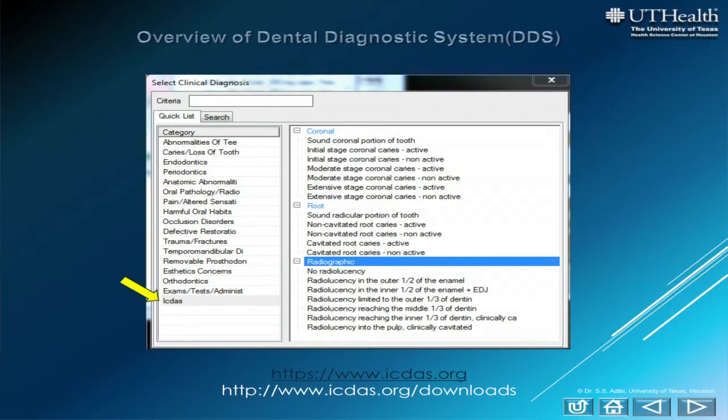Another recent addition to the dental diagnostic system is under the category of International Caries Detection and Assessment System, known as ICDAS. You may go to the ICDAS Foundation website and get insight by clicking on the guide for practitioners and educators and review detail for selection of ICDAS subcategory.